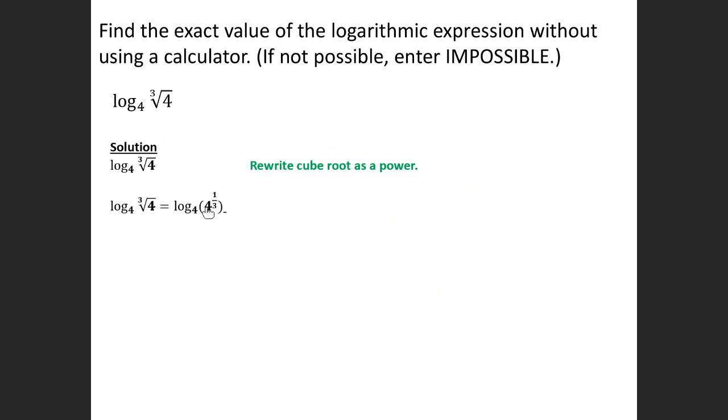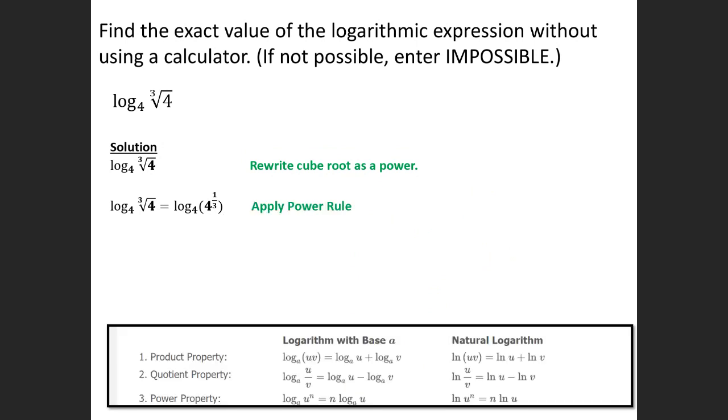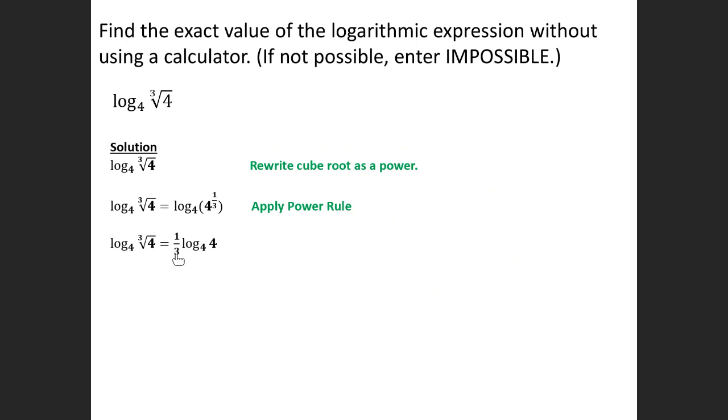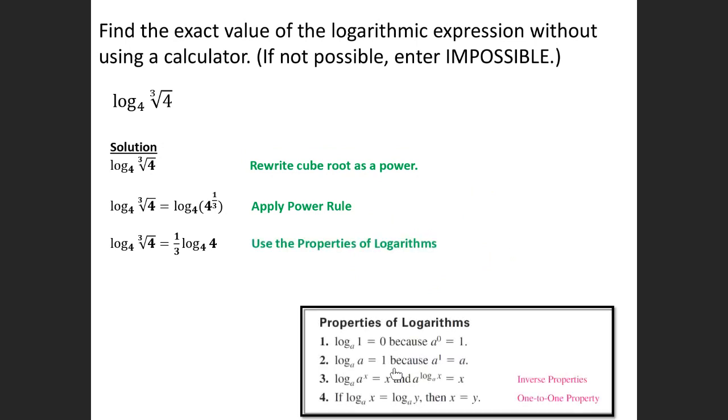So this cube root, I can write it as 4 to the 1/3 power. And now notice that you have an exponent, or you can use the other property that tells you that if you have this same base as this one, then we know what the answer would be using the property. But let's apply the power rule here, which tells me to take the exponent to the front. So we get 1/3 log base 4 of 4. Well, log base 4 of 4, we can use this property, right? Where we have the same base and the same number, it is equal to 1. So log base 4 of 4 is just going to be 1. And so 1/3 times 1 is going to be 1/3.